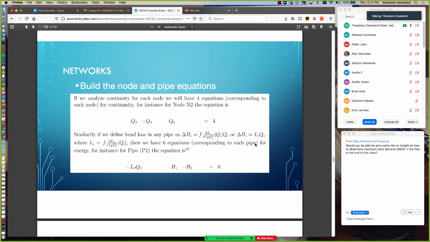So we'll have 6 equations, one for each pipe. For example, for pipe 2, the equation is minus L2 Q2 plus H1 minus H2 equals 0. And that's the head equation rearranged in a particular way so that when we assemble the system of equations, things are in the correct location.